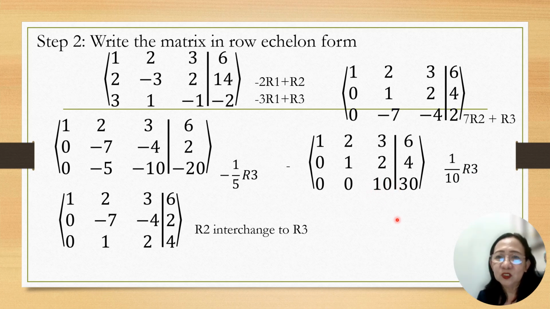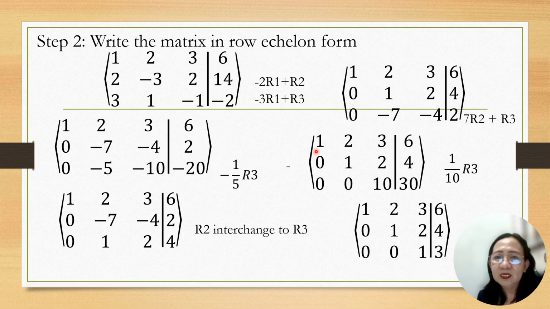So, the operation will be 1 over 10 times row 3. The result will be, let us copy the first two rows, and 0 times 1/10 is 0. 0 times 1/10 is 0. 10 times 1/10, that is now 1. Okay, 10 divided by 10, right?